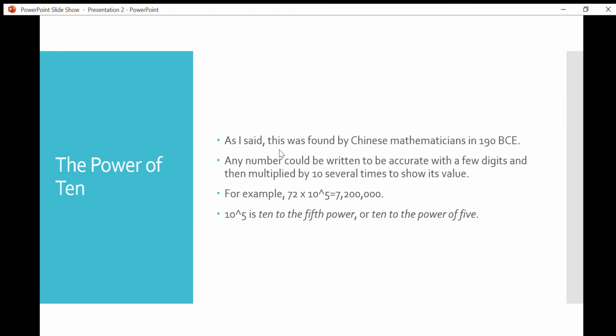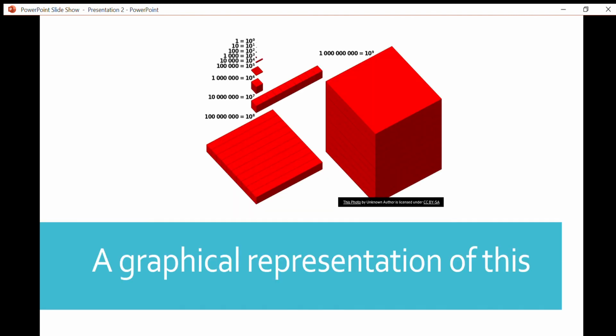To the power of denotes how many times it's multiplied by itself. So 10 to the power of 5 is 10 times 10 times 10 times 10 times 10. That's 5 times, and that means that it's 1 followed by 5 zeros. That makes it easier for you to calculate it. So that means that 10 to the 5th power is 100,000. So here is a graphical representation of this.